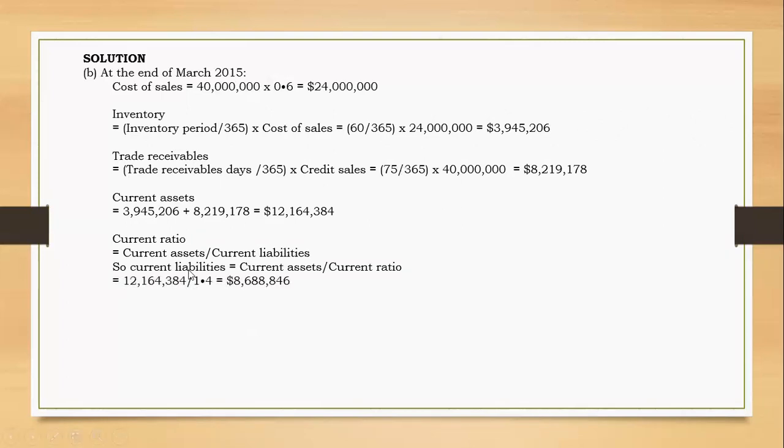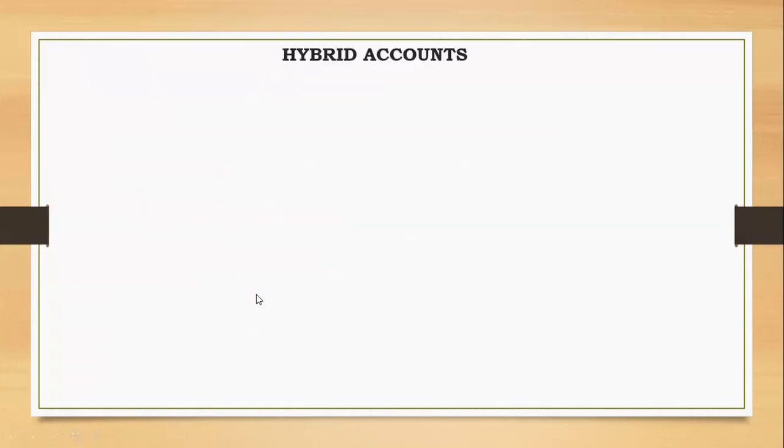So current assets we have up here, 12,164,384, over the current ratio, that was 1.4. I think this was given from the question, right? Yeah, it was given from the question. So if you divide them, you would have 8,688,846. All right? Yeah, so that's what you would arrive at.